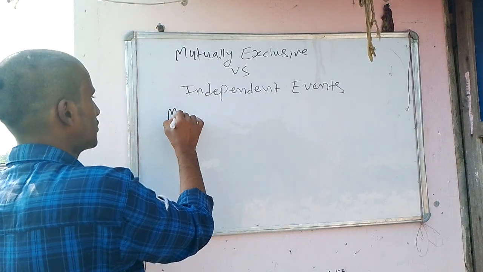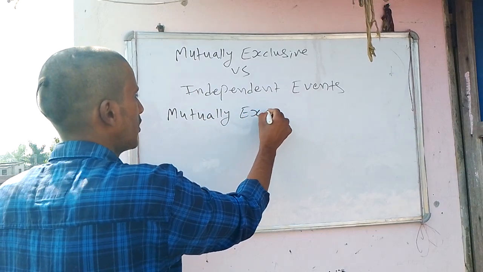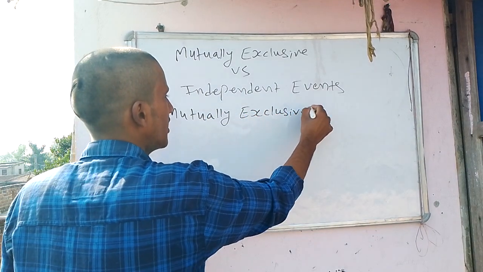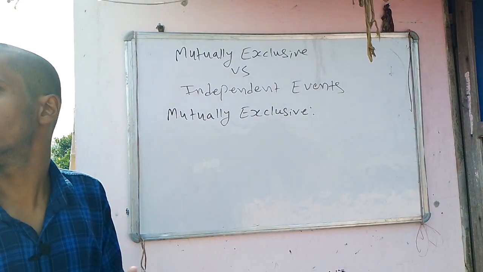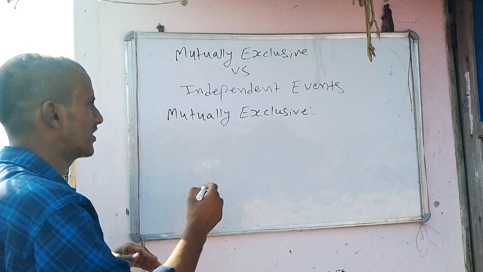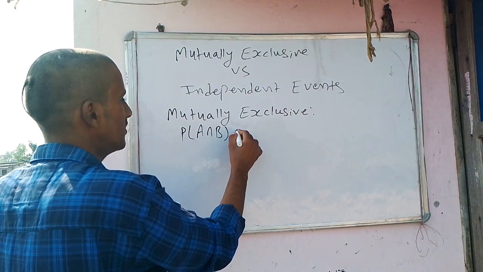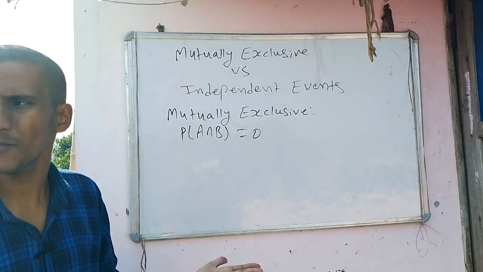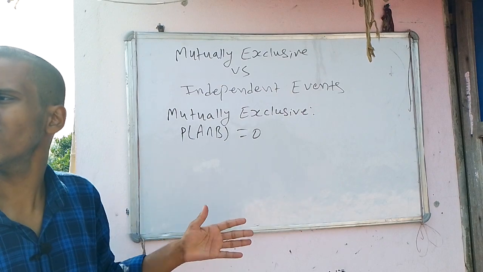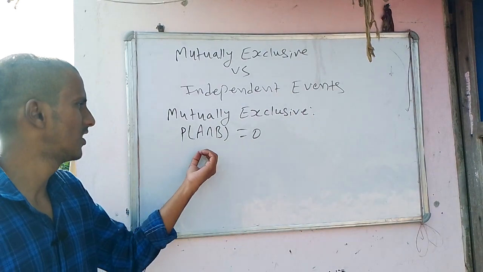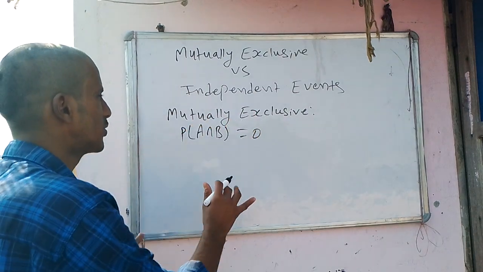If two events are mutually exclusive, what does that mean? It means that both the events cannot occur simultaneously, meaning at the same time. The intersection between them, the probability of A intersection B, is 0. So the occurrence of one excludes the occurrence of the other. This is the definition of mutually exclusive.